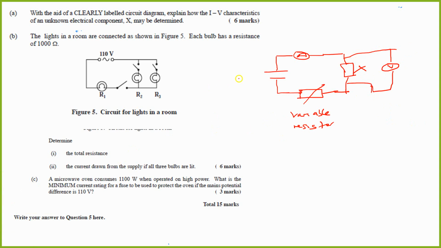As you can imagine, this is your power source, your battery. You have your negative terminal, your positive terminal. This is your ammeter. This is the unknown component. This is your voltmeter. And that is your variable resistor.